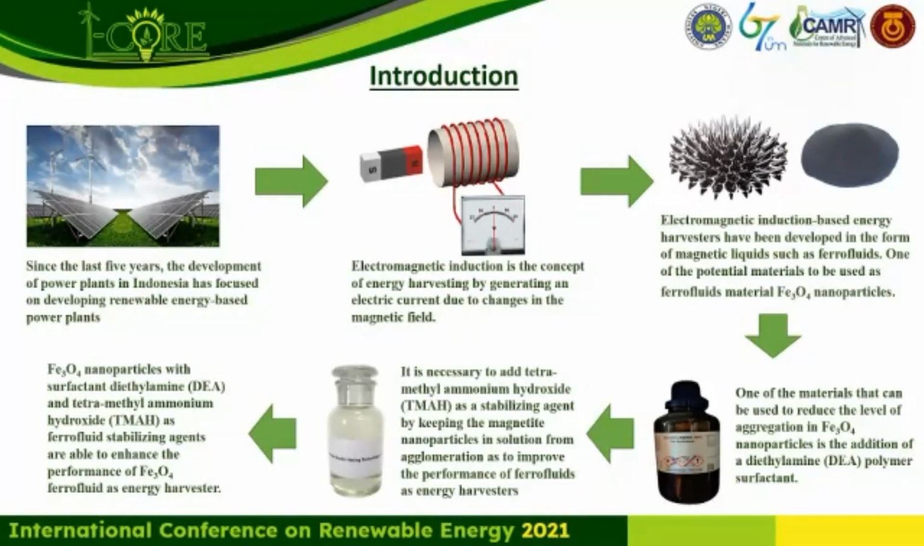One of the materials that can be used to reduce the level of aggregation in magnetite nanoparticles is the addition of diethylamine polymer surfactant. It is necessary to add tetramethyl ammonium hydroxide as a stabilizing agent, keeping the magnetite nanoparticles in solution from agglomeration, so as to improve the performance of ferrofluids as energy harvester. So, magnetite nanoparticles with surfactant diethylamine and tetramethyl ammonium hydroxide as ferrofluid stabilizing agents are able to enhance the performance of magnetite ferrofluid as energy harvester.